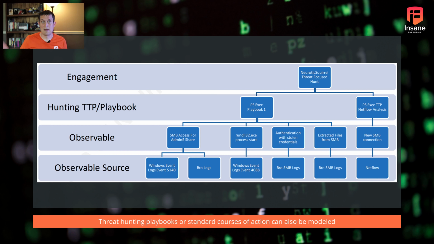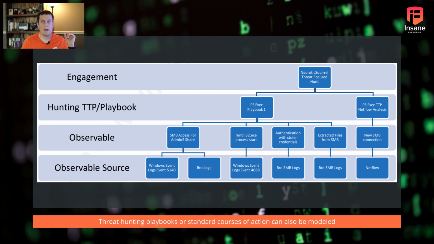You can do the same thing on the defensive side with your modeling out how your threat hunt engagements actually go. Some vendors call this playbooks. When I was at Dragos, Dragos uses the playbook methodology. But this could just be hunting TTPs if you don't use playbook terminology. So you have your threat hunt engagement, right? And under that Neurotic Squirrel threat hunt engagement, you might say, well, we're going to have a playbook for how to look at PsExec.